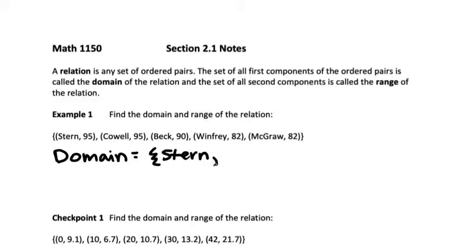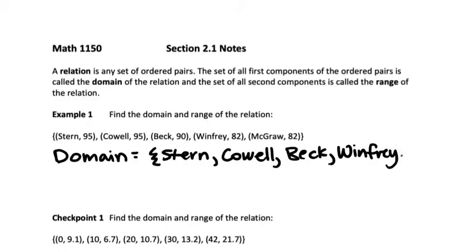So I'm going to list the input values here, or the first components in my domain, and that's all of the possible input values, so all of the ones from the points that I have. And then I enclose that in the squiggly bracket.